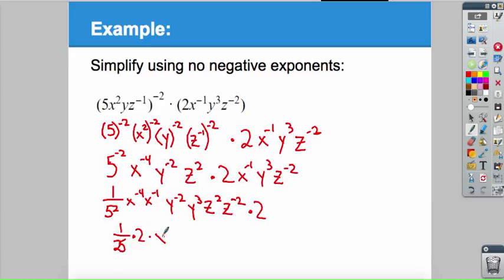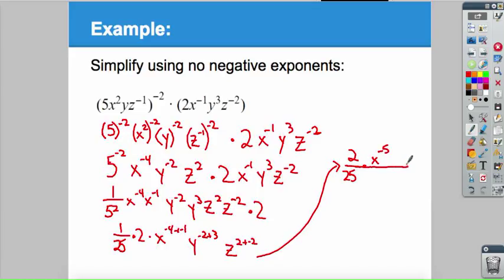I now have times x to the negative fourth plus negative 1. I have y to the negative second plus 3. And I have z to the 2 plus negative 2 power. I'm kind of out of room, so I'm going to come right over here. And when I multiply my fractions, I have 2 over 25. And I have times x to the negative fifth. This is all on top of my fraction currently. And I have y to the first. And I have z to the 0.